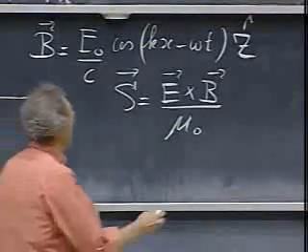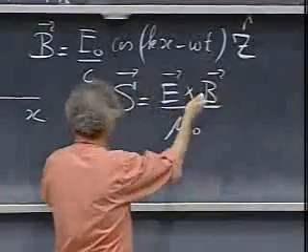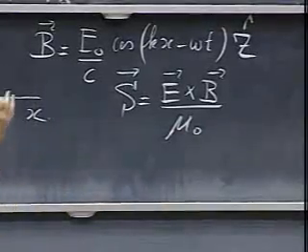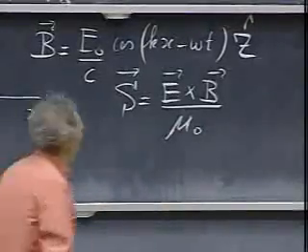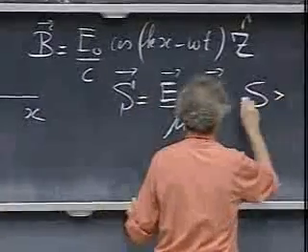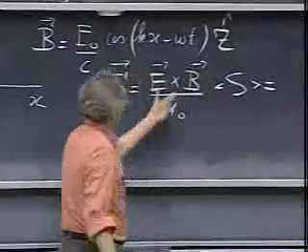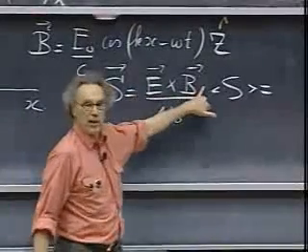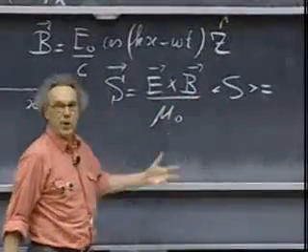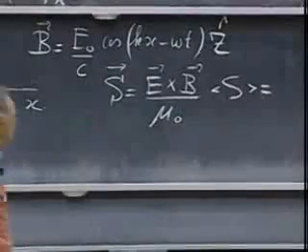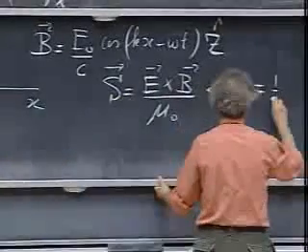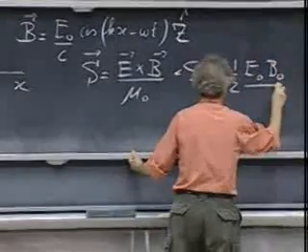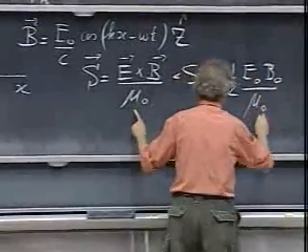Of course, we are in general not interested in the instantaneous value of the Poynting vector. Who cares about that? It oscillates like mad. I'm more interested in the time average value. And so for the time average value, this has a cosine omega t, this has a cosine omega t. The product averages out to be 1/2 of cosine squared omega t. I get an E0, I get a B0, and I get a mu 0.